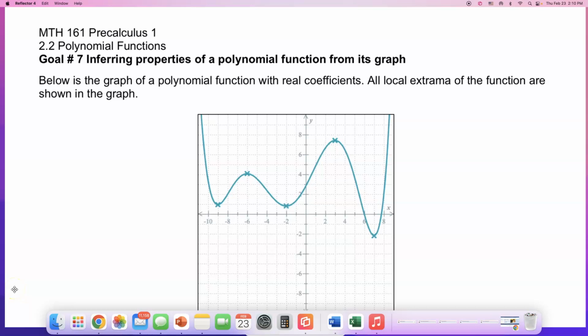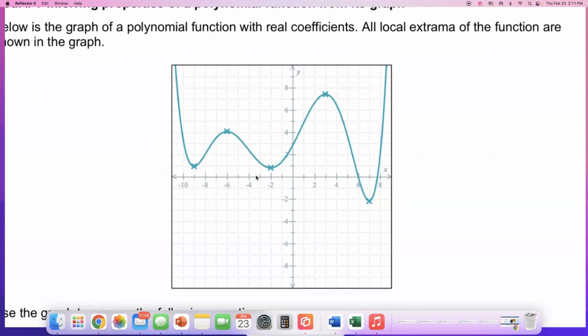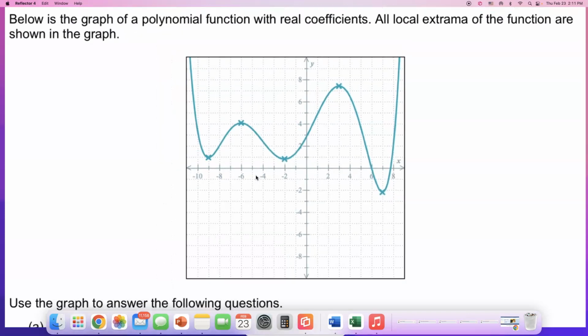This goal topic is called Inferring Properties of a Polynomial Function from its Graph. So when I opened up this ALEKS topic, this was a picture I got. Yours may look a little different, but we're going to have a graph that is marked with some local minima. I see some minima here, and I also see some maxima here. Maximum here and maximum there.